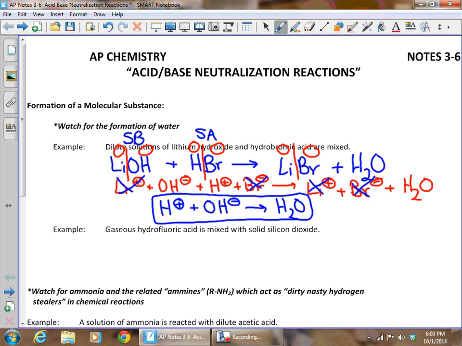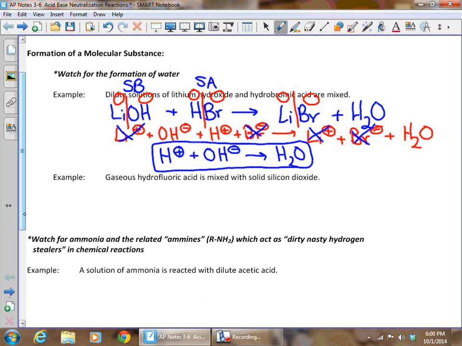So look at the next example. We've got gaseous hydrofluoric acid mixed with solid silicon dioxide. So we've got HF. Hydro, remember, means it doesn't have an oxygen in it. It's just H plus whatever the root element is. And it's being mixed with silicon dioxide. So we flip-flop the first two elements, and we end up with silicon with fluorine and water, or excuse me, hydrogen with oxygen, which is going to give us our water.